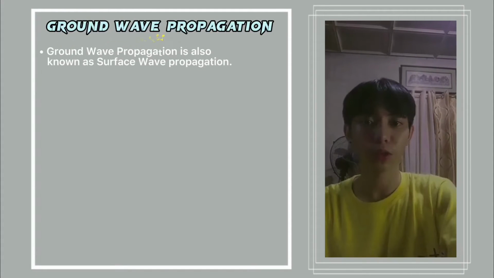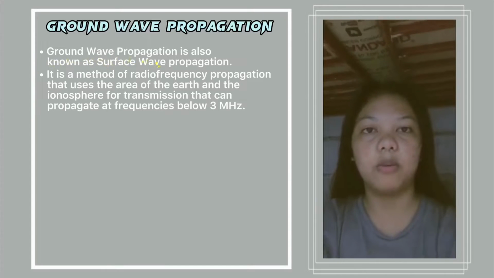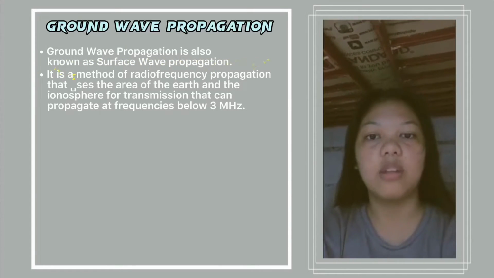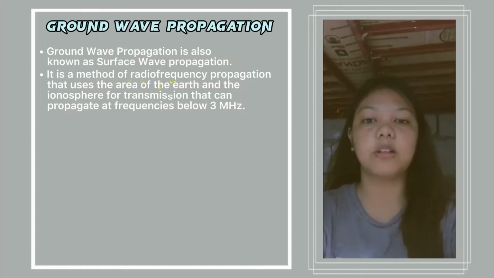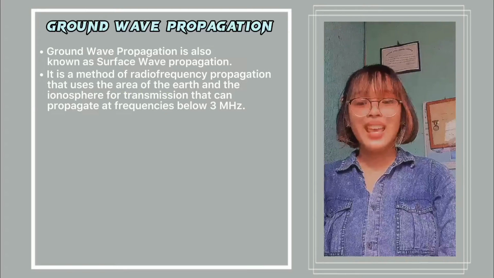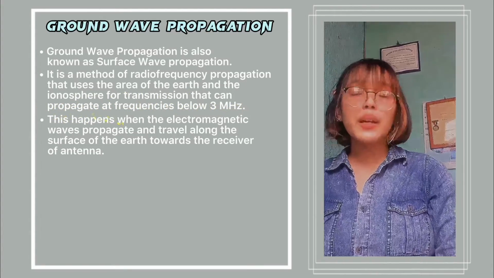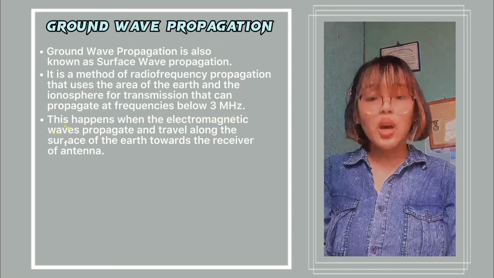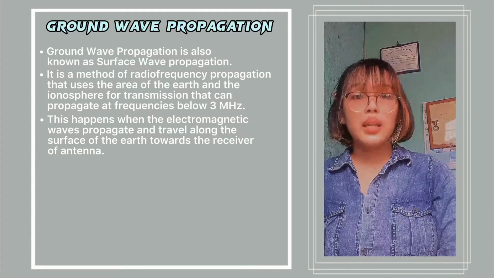Ground wave propagation is also known as surface wave propagation. It is a method of radio frequency propagation that uses the surface of the Earth and the ionosphere for transmission, and that can propagate at frequencies below 3 MHz. This happens when the electromagnetic waves propagate and travel along the surface of the Earth towards the receiver antenna.